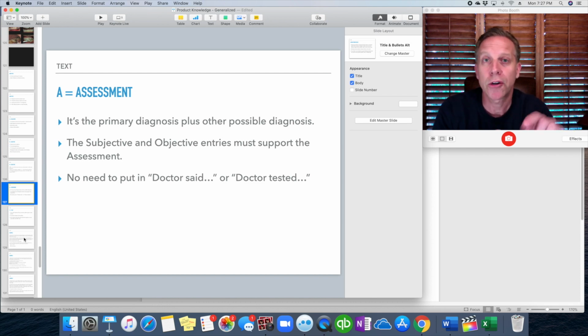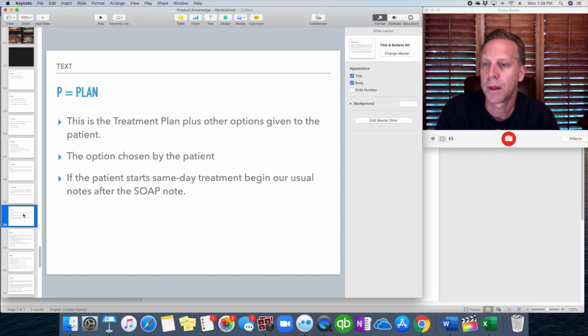We're also going to say doctor tested teeth numbers 40. Just assume that the doctor did this work. You don't have to say that the doctor said or did something. Just say what the results were of those tests. And then P is the plan or the treatment plan, plus any other options given to the patient. And then we want to put down what the patient chose of those options.